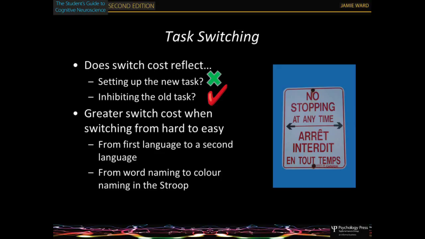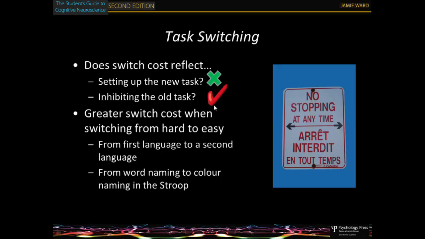How do we know that? Well, the reason we know that is that it's harder to switch from doing something hard to doing something easy. To me, that sounds counterintuitive. So, for instance, the example's on there: greater switch cost when switching from hard to easy. Here it would be that if you're talking in your second language, you find it harder to switch to your first language. And if you're talking in your first language, you switch the other way around. So it's almost as if getting rid of something that is less automatic takes more effort.